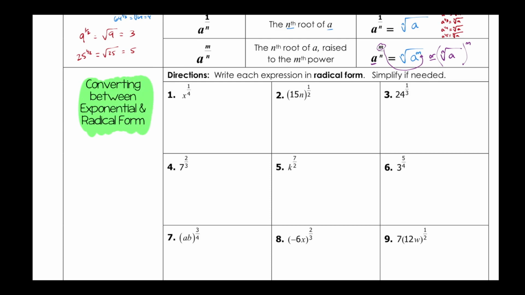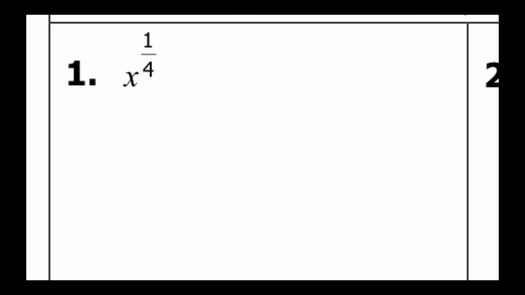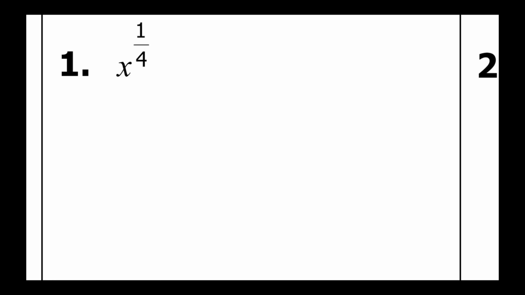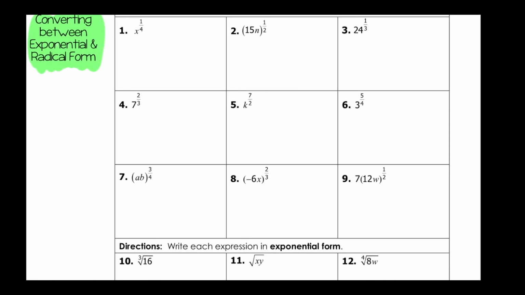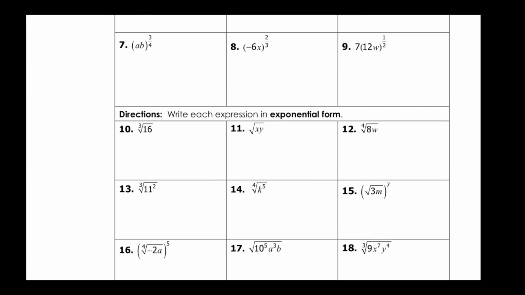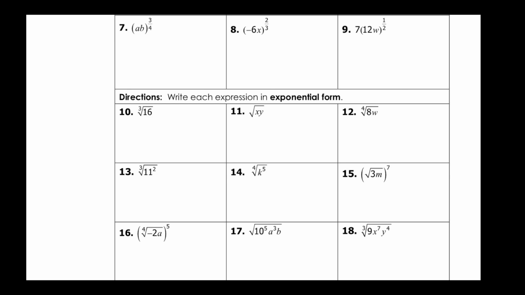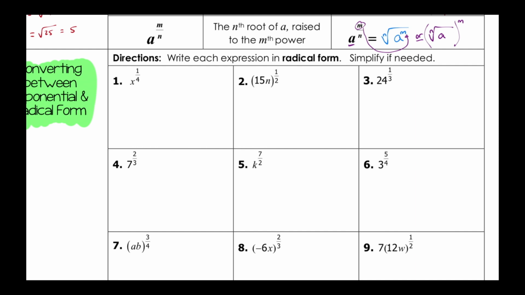So these first ones, we have the exponential form. I want to write them as radicals. So that's what we're going to do in these first 9 examples. We're not going to do all 9. We'll do a couple till you understand it. And then the second ones, I give you the radicals. Can you write them in exponential form? So let's do a couple. This is an easy one. What would this be?